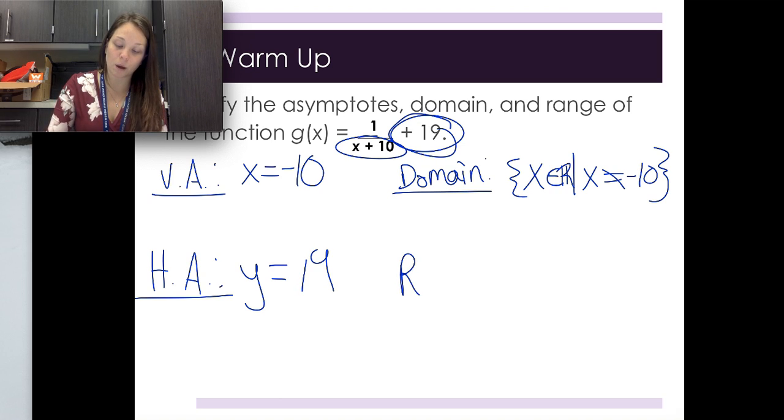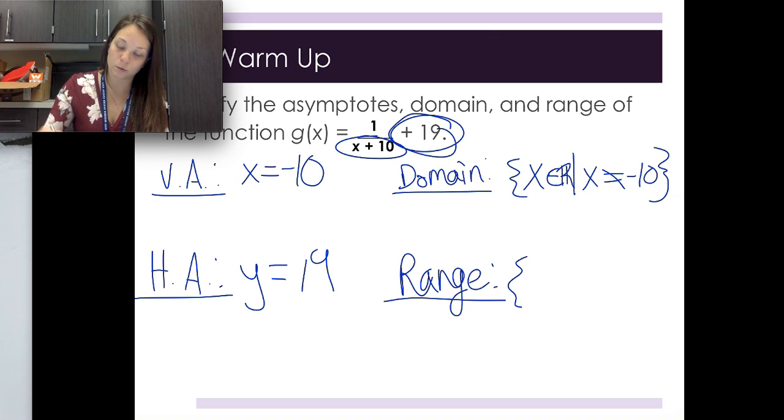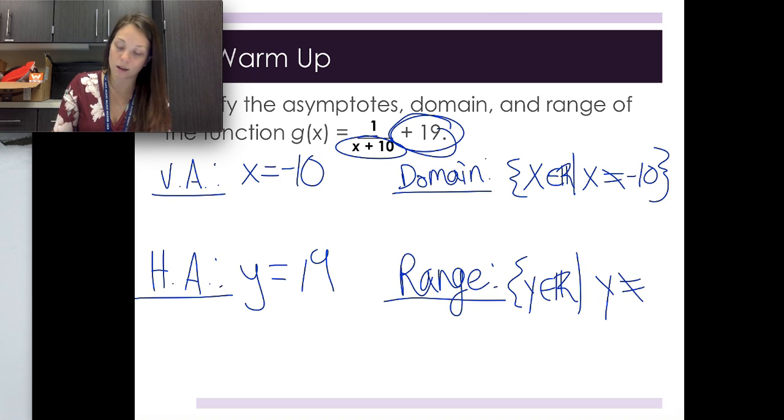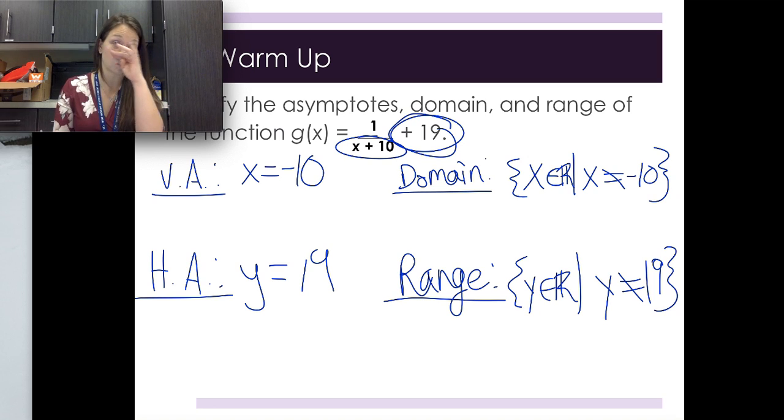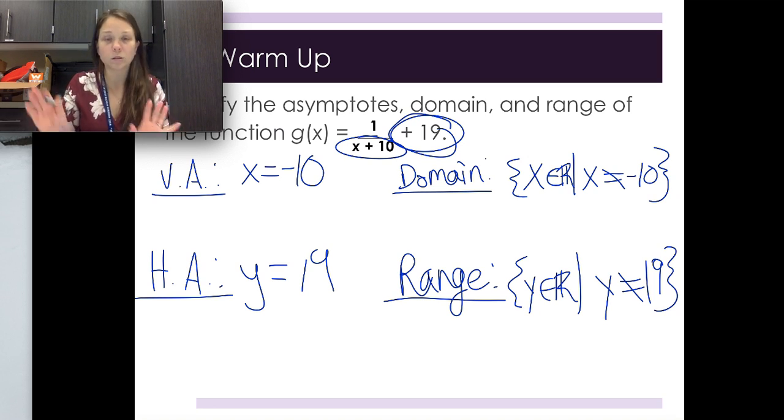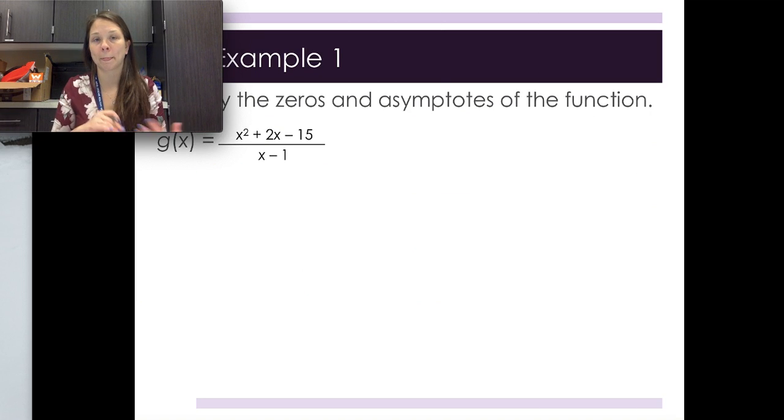That then tells me my range is all real, and we wouldn't say x, we would say y, because we're talking about range. So y can be any real number except y is not allowed to equal 19 because that is where a vertical or a horizontal asymptote lives. So this is what we went over in the first part.